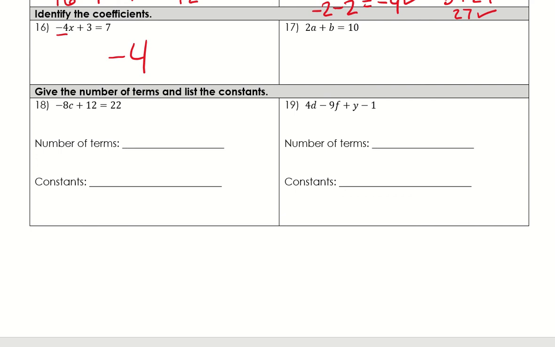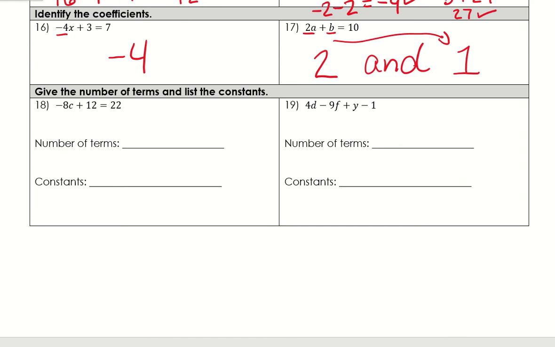Number 17, the coefficient, hold on. Okay, sorry guys. So coefficient for number 17. I have two variables here. So my coefficient for the first one is 2, and my coefficient for the letter B, remember, is 1. Okay, don't forget about that 1.